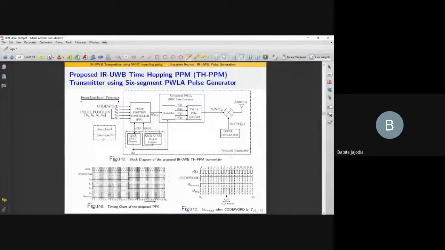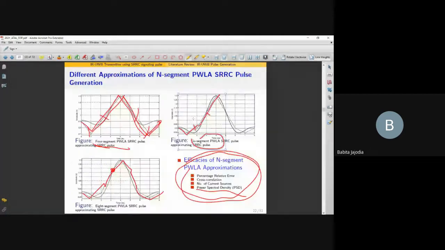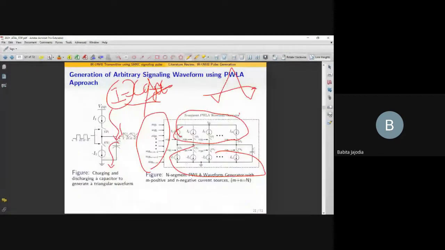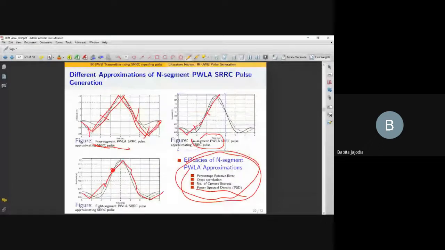Now, based on that design, if you now remember, we need to transmit the pulse. So if you can see this closely, this is the TH PPM transmitter which we have designed. You have seen we have selected the 6 segment PWLA pulse generator, right? So it needs a control of 4 signals, and this is the generator. So the pulse generator indicates this part. Okay, and these are the external inputs to this.